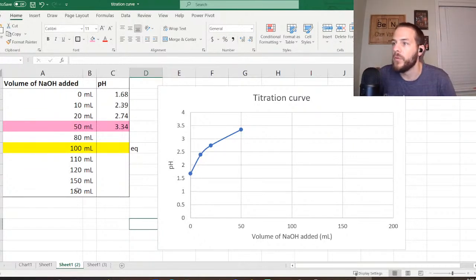All right, so we're going to move on. The next volume that we're going to look at is 80 milliliters. So I'm going to go back to my whiteboard here.